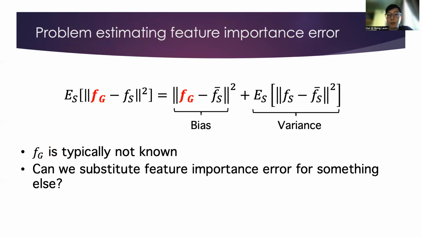But how can we practically compute feature importance error? In most cases, we don't know the ground truth. In other words, Fg is missing from this equation. Fortunately for linear models, we have a good proxy for this because feature importance error is actually linked to prediction accuracy. I'll show you how they are linked in the next part.